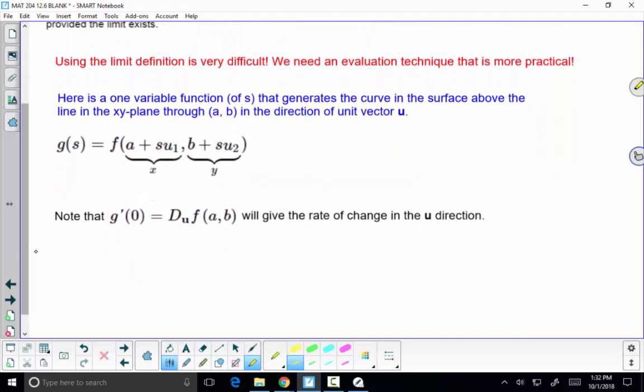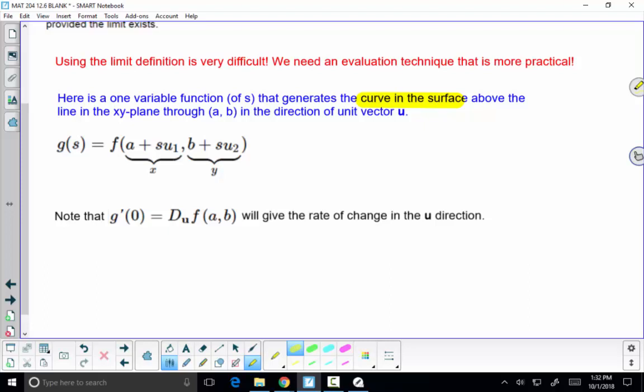All right, so here's what we're going to do. If we can take that curve that's in the surface and create a one-variable function that tells us what the points are on that curve, which is a subset of the surface, then we're getting closer. That's what this function g is. This function g is a curve that lives in the surface, above that line down in the xy plane that's going through (a, b) in the direction of u.